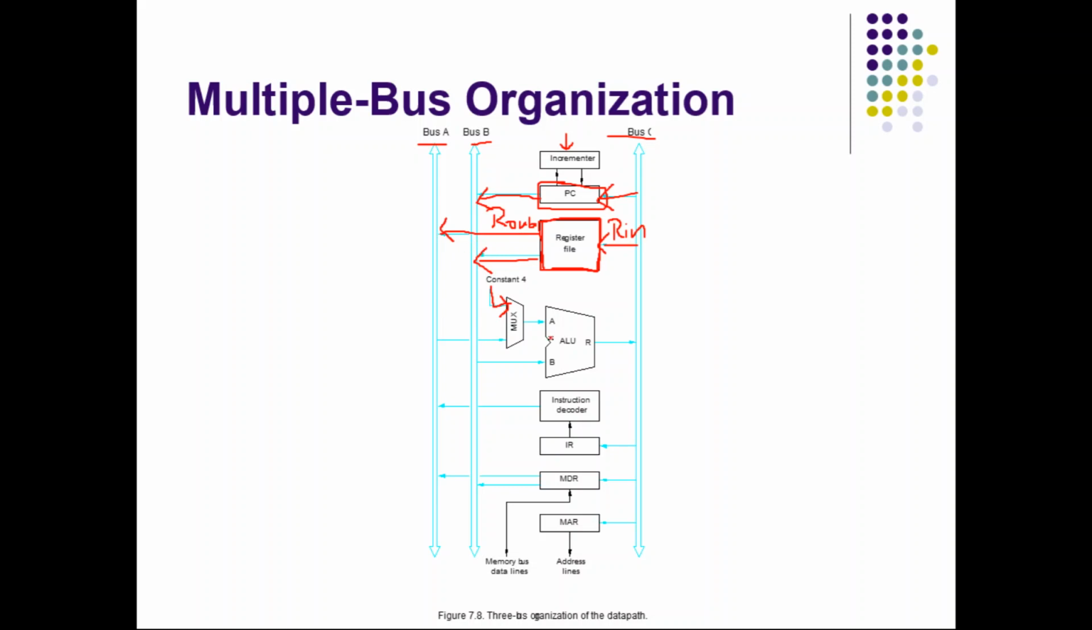Then the ALU has 2 inputs as usual. One input is from a multiplexer. One input of the multiplexer is from bus A, and another is constant 4. Even though we are not using this constant 4 for incrementing PC, we still keep it because sometimes we may want to increment some other memory location also. In that case it may be useful. So the multiplexer takes 2 inputs: the constant 4 and the input from bus A.